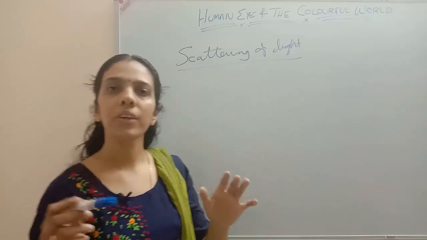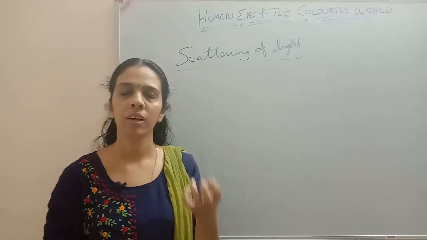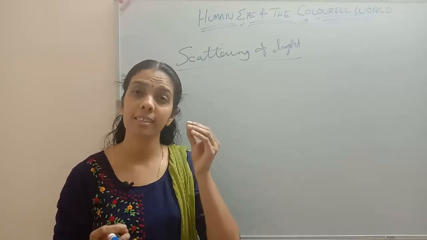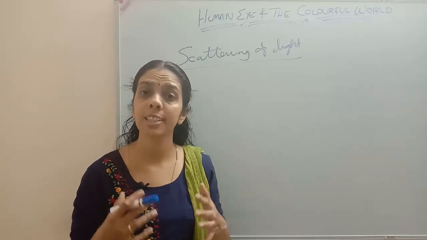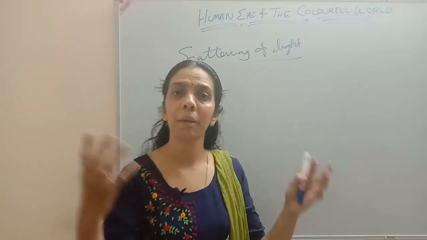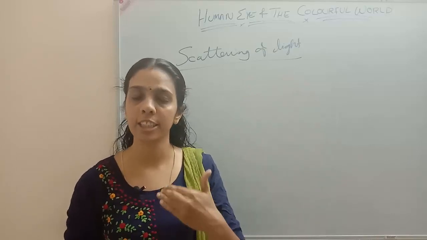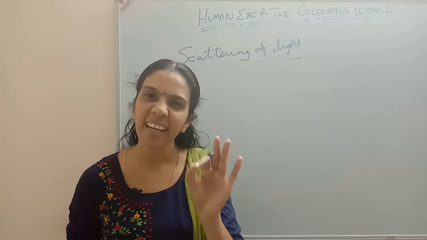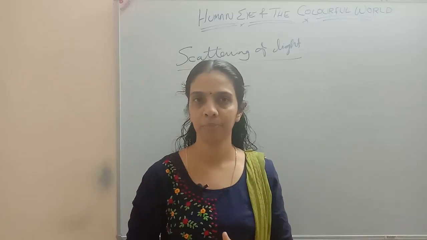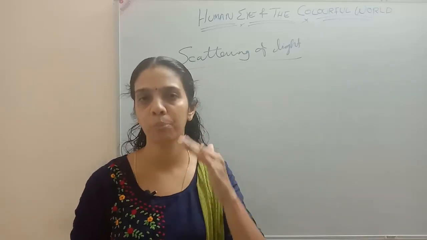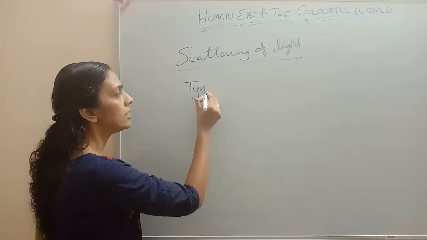We know the atmosphere is a heterogeneous mixture. That means it consists of big particles, small particles, dust particles, water droplets, many things. So when the light ray is incident on this heterogeneous mixture, it will be scattered depending on the size of the particle. It's very important. Scattering is explained with the help of the Tyndall effect.